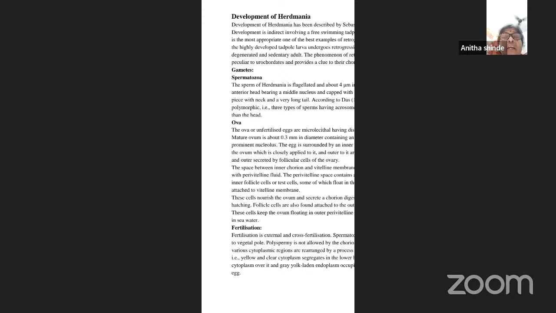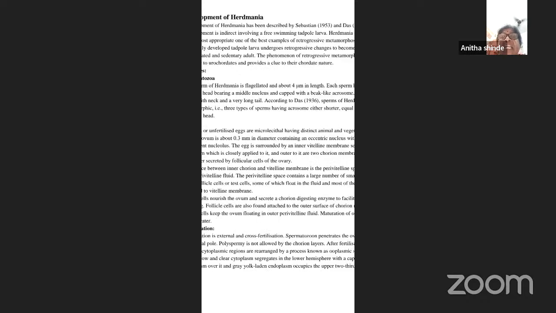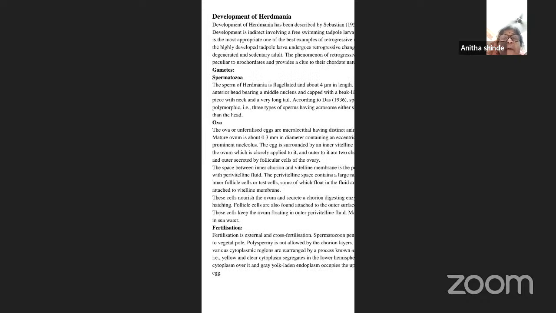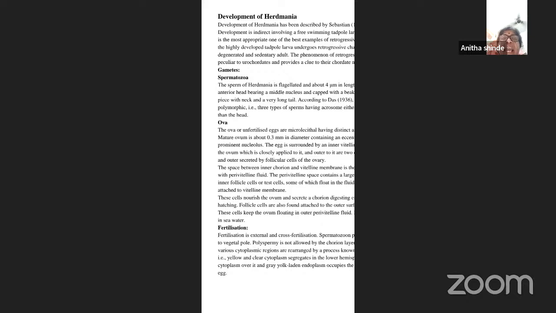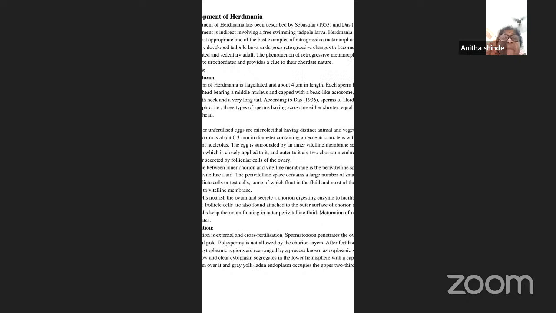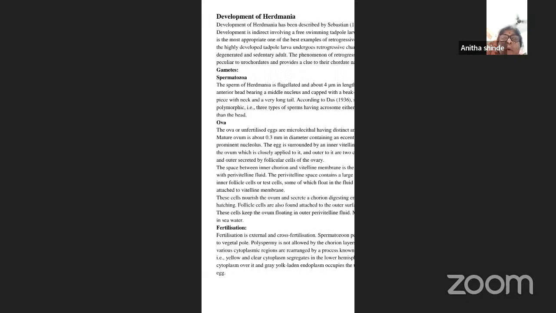Now coming to the ova, or the unfertilized eggs, they are microlecithal. They have a distinct animal pole as well as a vegetal pole. The mature ovum is only about 0.3 mm in diameter, containing an eccentric nucleus with a nucleolus. The egg is surrounded by an inner vitelline membrane, which is secreted by the ovum.